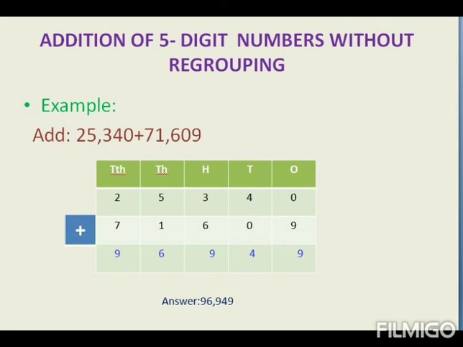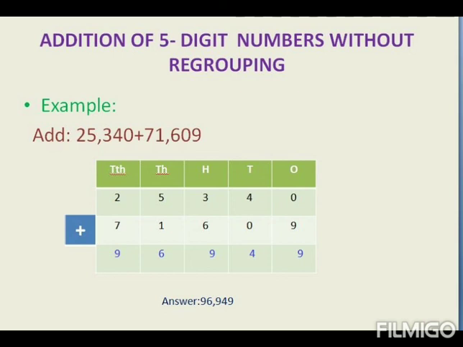25,340 and 71,609. We are going to add these two numbers. Here both the numbers are 5-digit numbers. So mention the places till 10,000 place. So ones, tens, hundreds, thousands and 10,000s. We have to represent the number in their proper places, respective places. Next we have to put the plus symbol. Let's start adding from ones place.